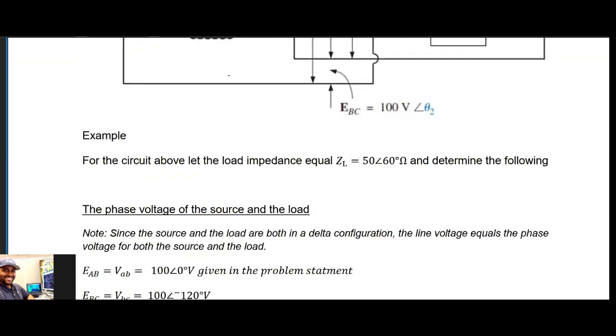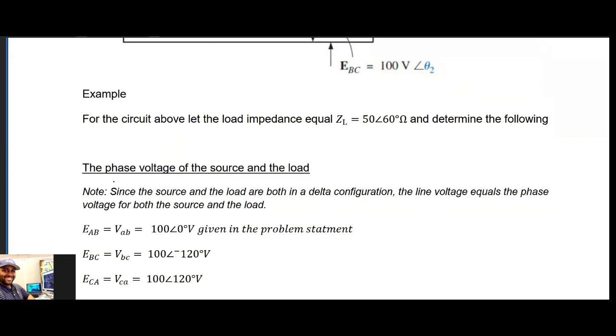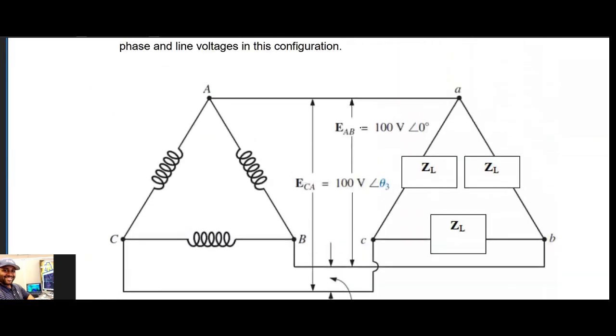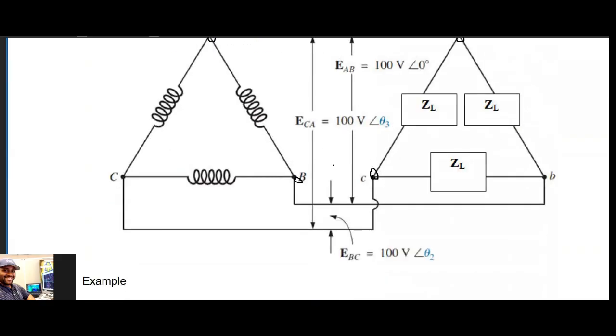All right, so here's the example. For the circuit above, let the load impedance equal 50 ohms at an angle of 60 degrees and determine the following: the phase voltage of the source and the load. So right here, we're trying to find the voltage across the source, and we're trying to find the voltage across the load.